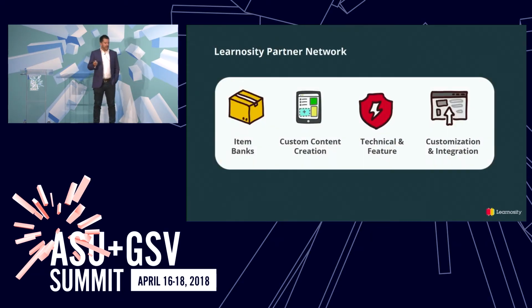And to finish up, I'll talk about the partner network. We have a bunch of companies that are working with us. Item banks, we've about 600,000 items that are available to be licensed via Learnosity from major item bank companies. Custom content creation, being professional organizations who work with big publishers and create content en masse.